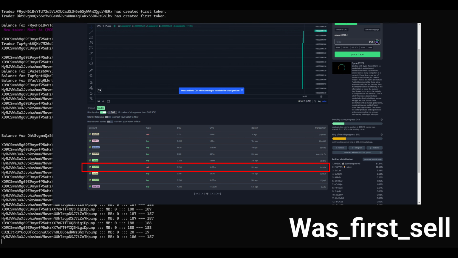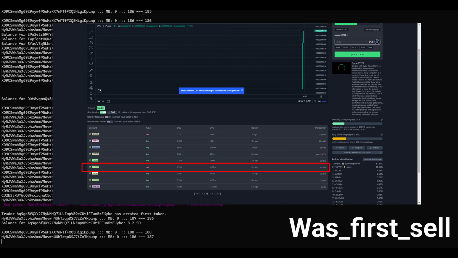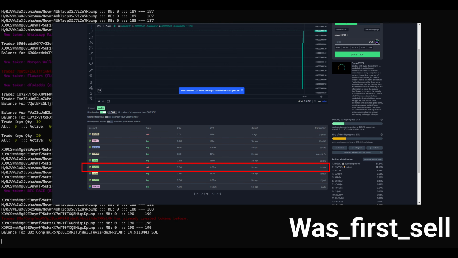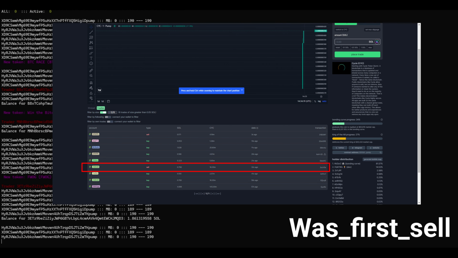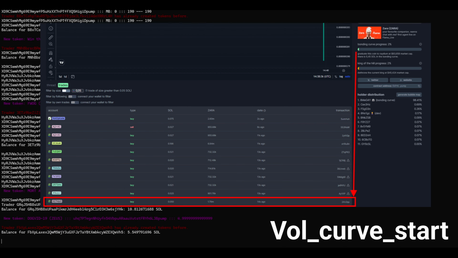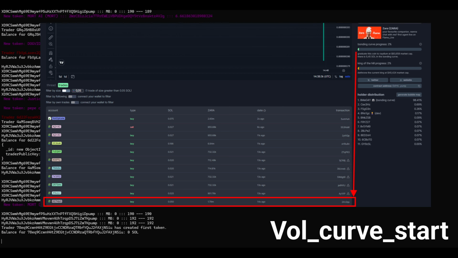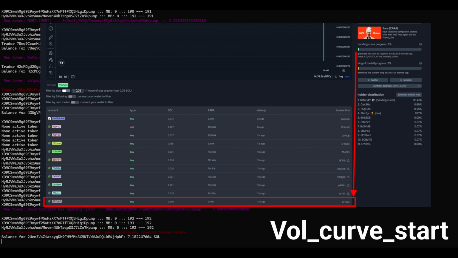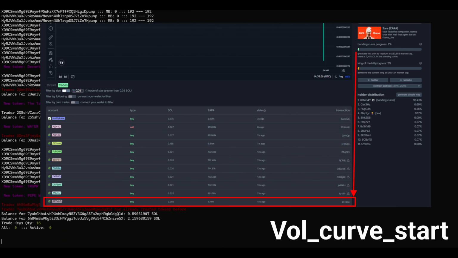Was_first_sell, detects whether the first token sale has occurred. Used to filter out cases where all holders start selling immediately after the first sale. Vol_curve_start, captures the VSOL bonding curve value at the start, excluding bundles. Used to determine token growth sustainability.